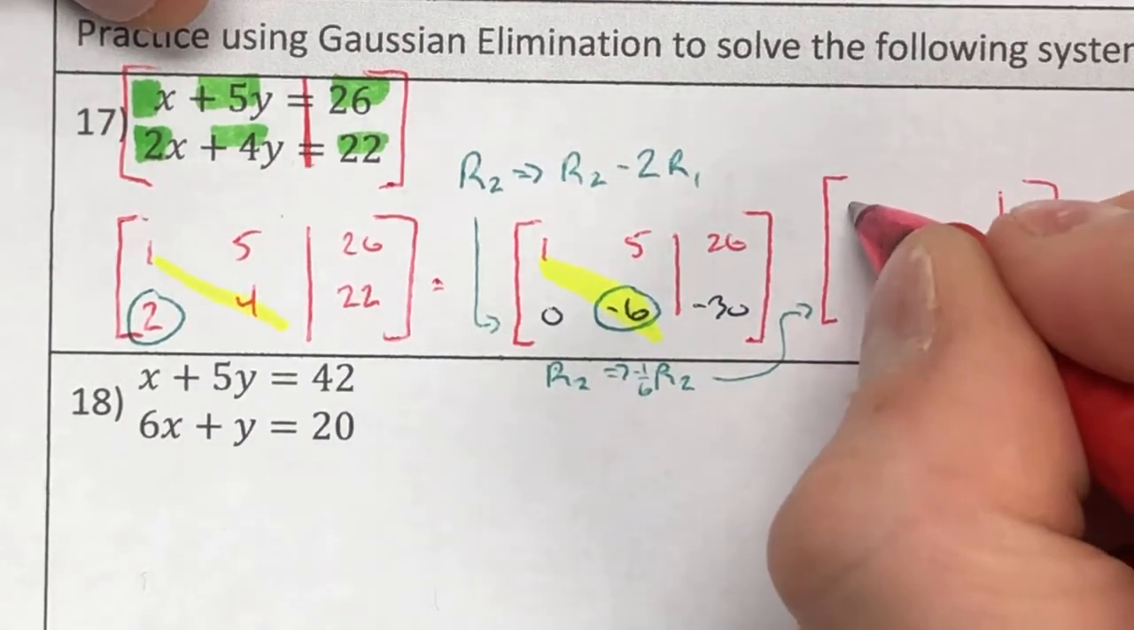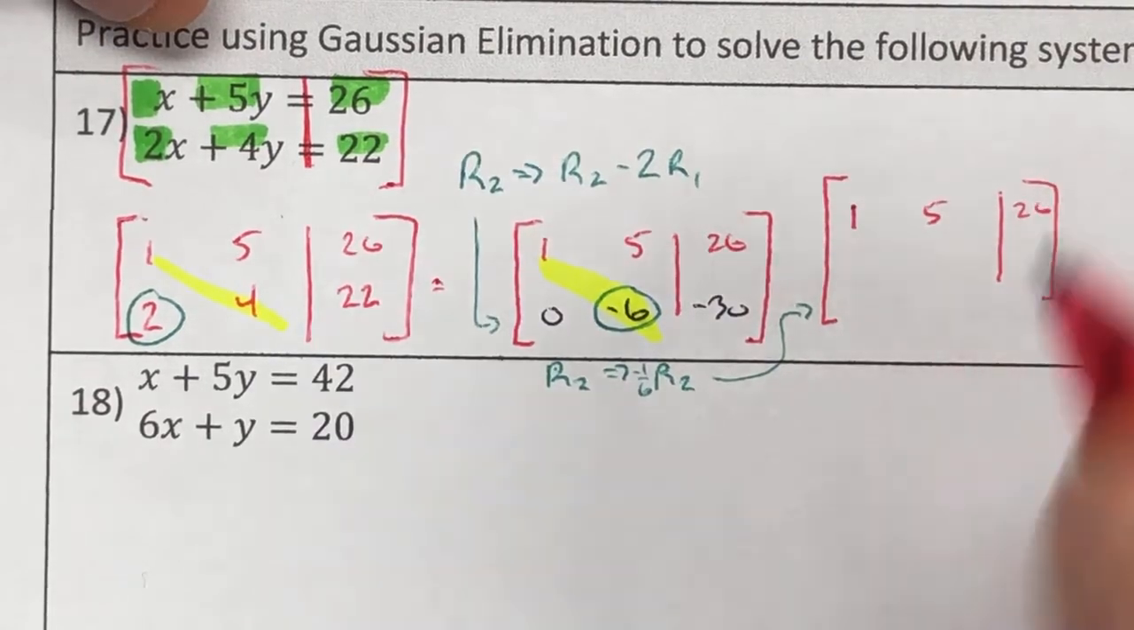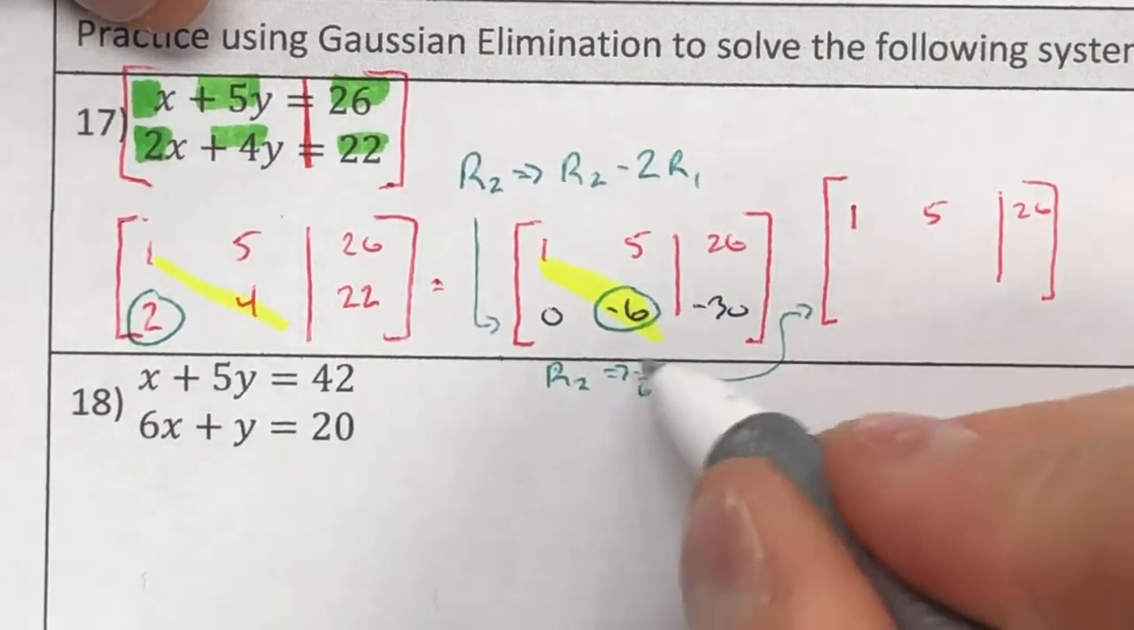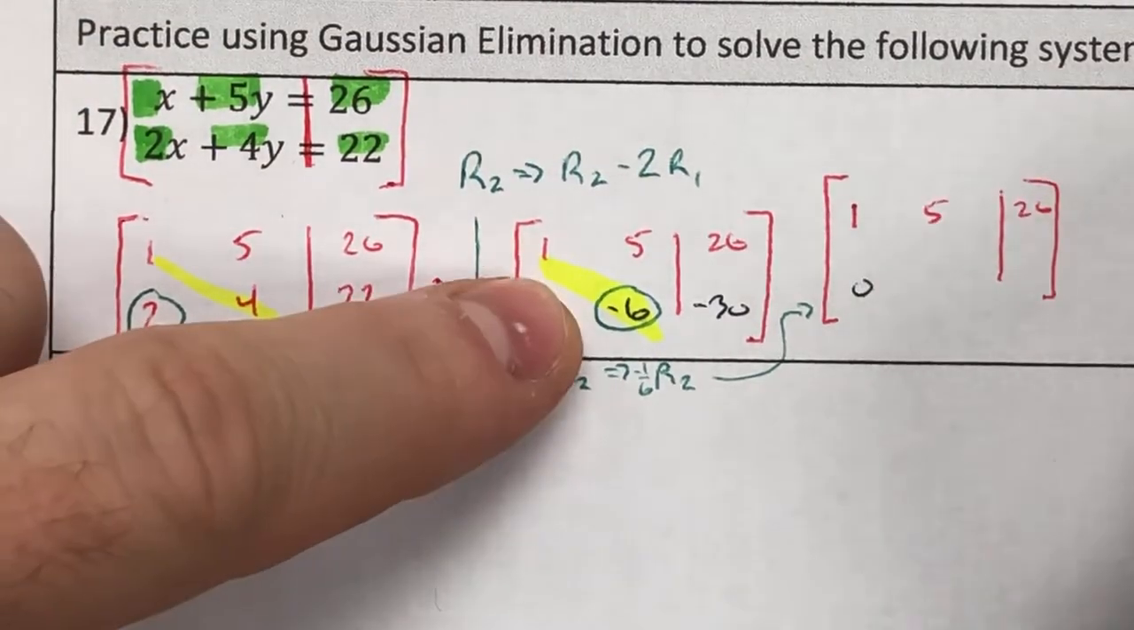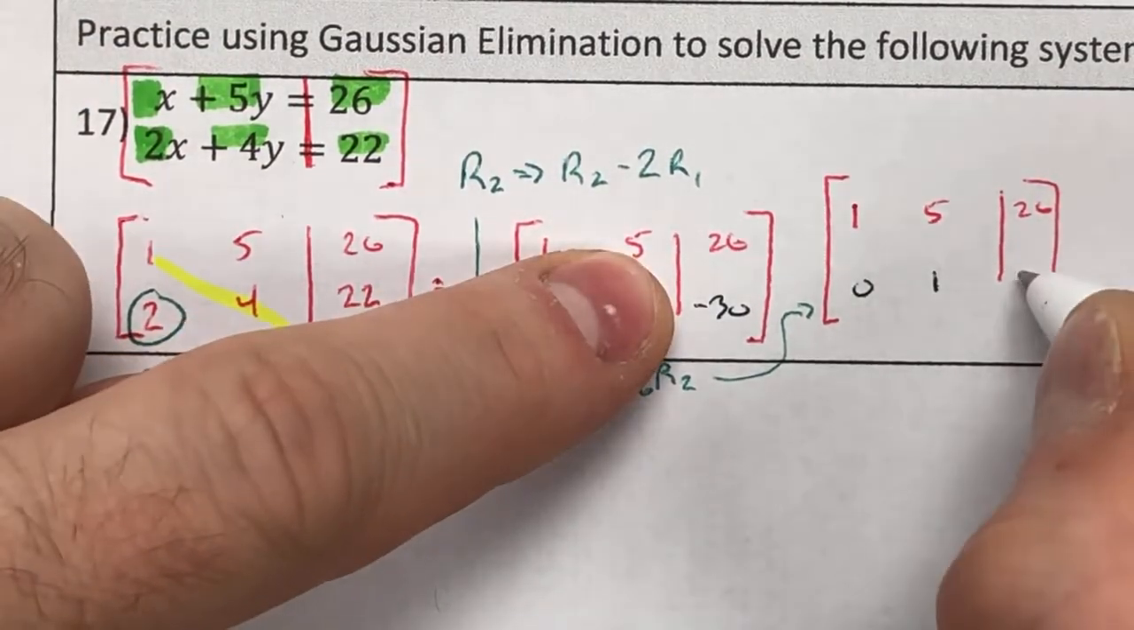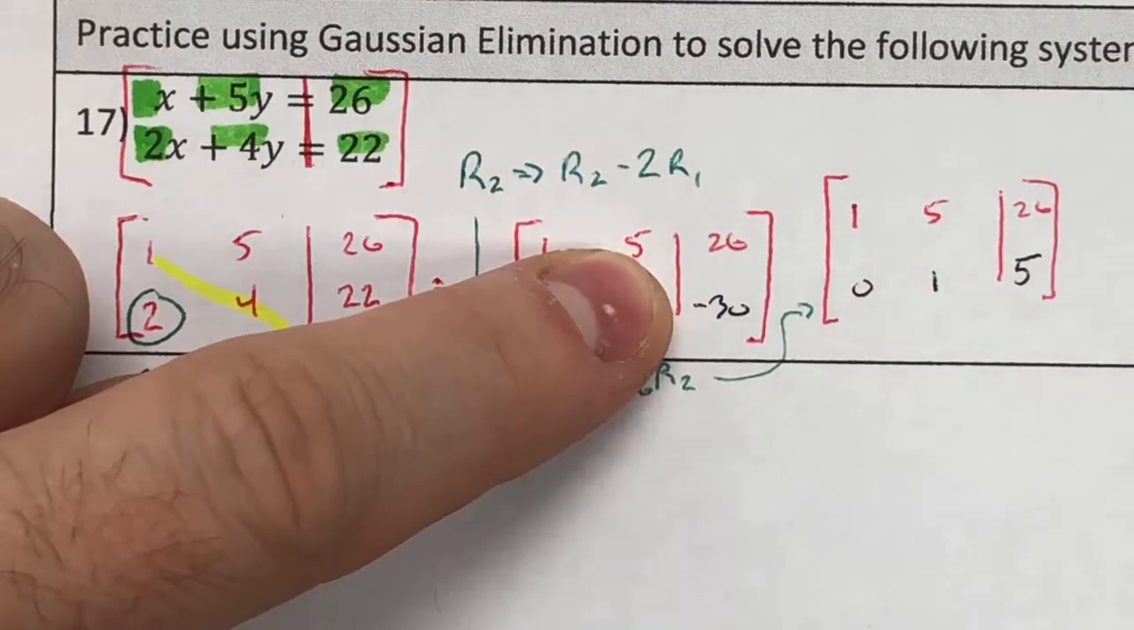So again, my top row remains unchanged. My bottom row is negative 1/6 of itself. Negative 1/6 of 0 is 0. 1. Negative 1/6 of 30 is 5.